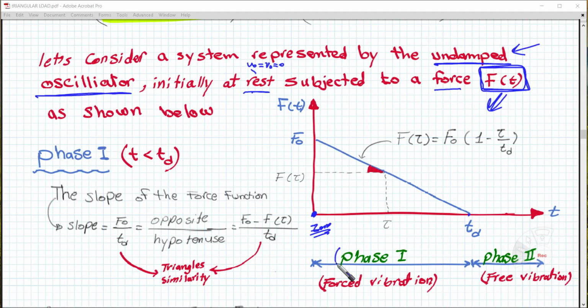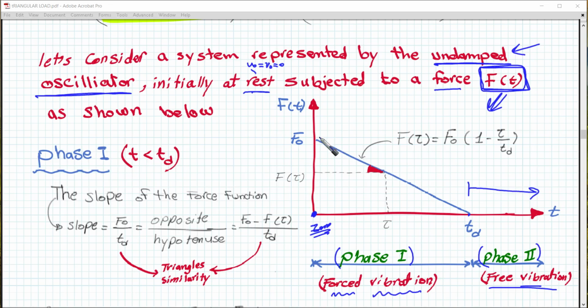We are going to call it phase 1. And as I said before, it is the forced vibration phase. The second phase is going to be, as you can see here, the second phase, which is going to start from td on. Okay, this is what we call phase 2, and it is the free vibration part. Then we are going to write the equation of the force first.